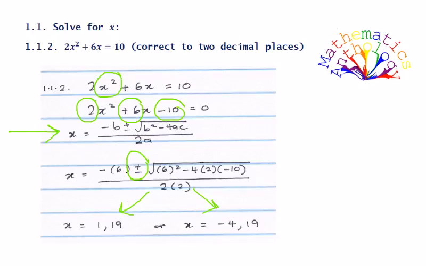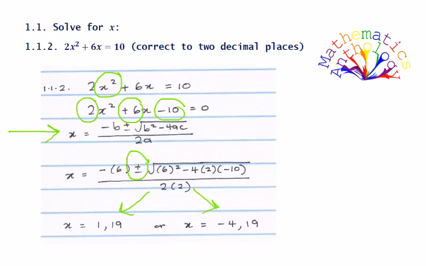But if you try to use the cross method here, it's not going to work out for you, so we'll use the quadratic formula. Your quadratic formula as per your data sheet is x is equal to negative b plus minus the square root of b squared minus 4ac all over 2a.